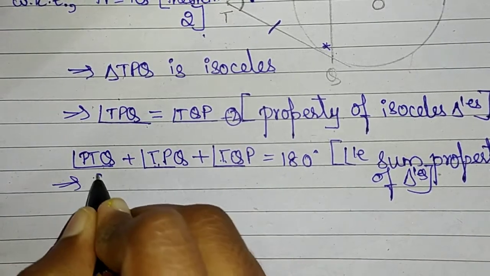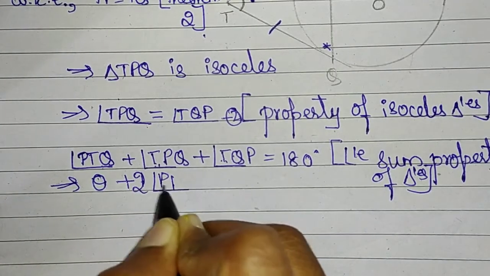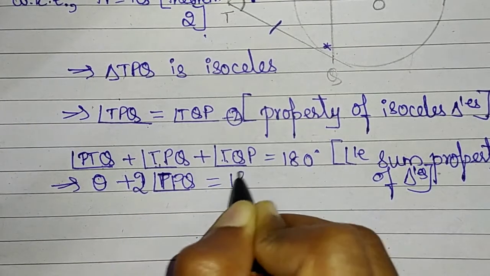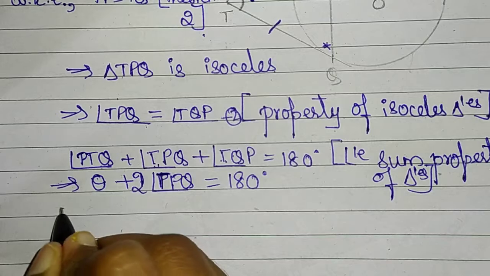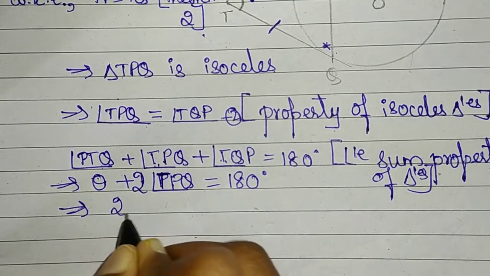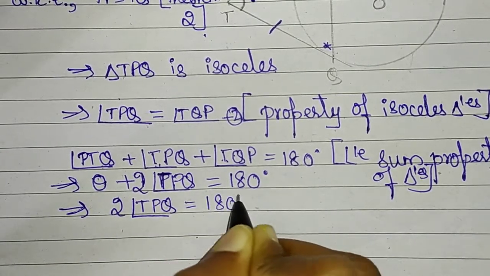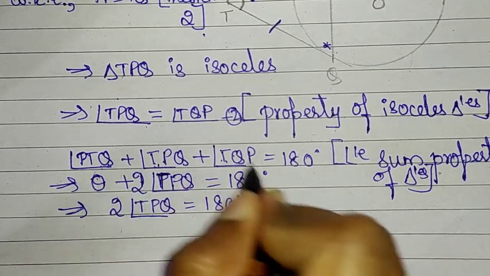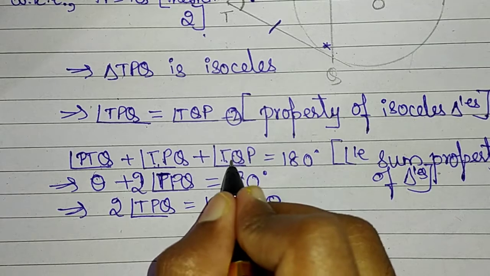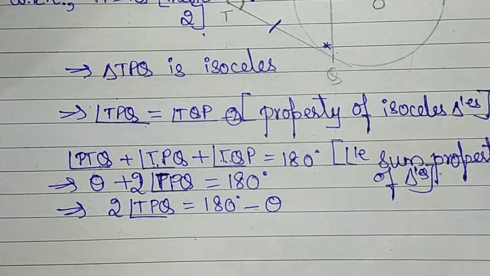So this implies theta plus 2 times angle TPQ is equal to 180 degrees. So this implies 2 times angle TPQ is equal to 180 degrees minus theta. We transpose theta to the right hand side, and TPQ is equal to TQP, so adding them we get 2 TPQ.